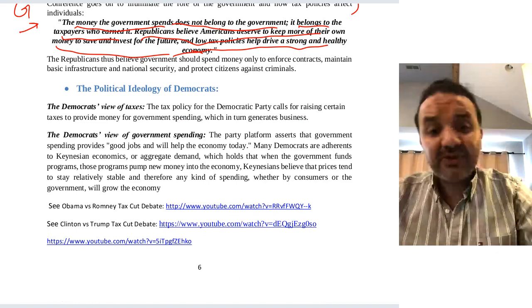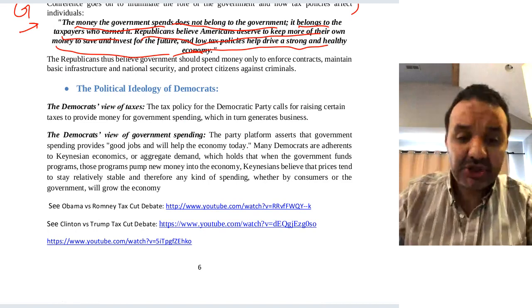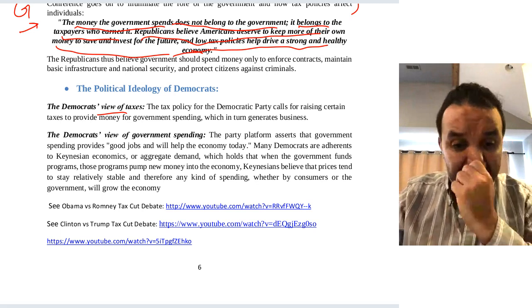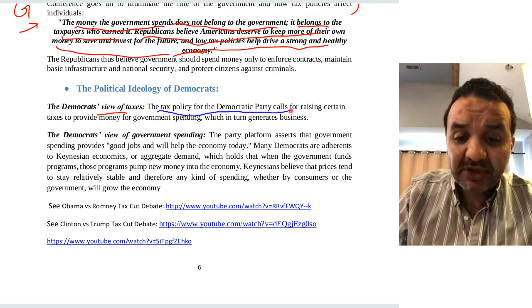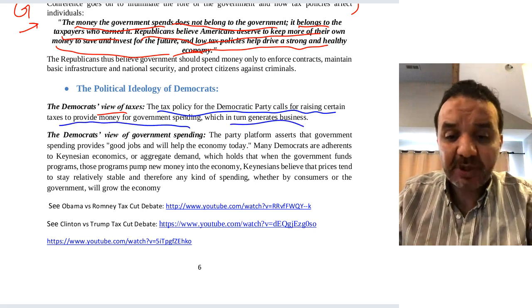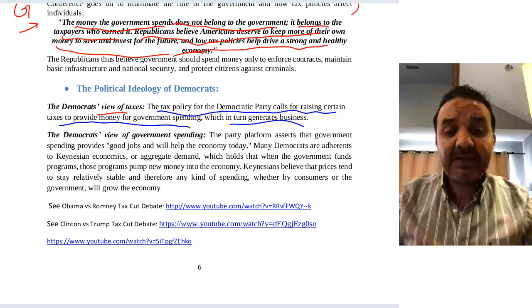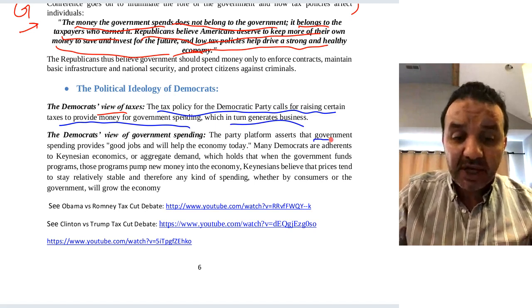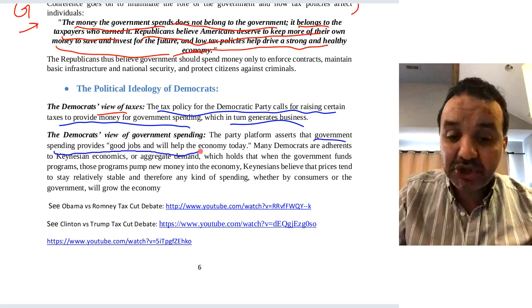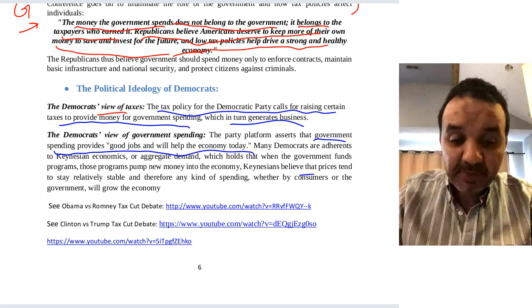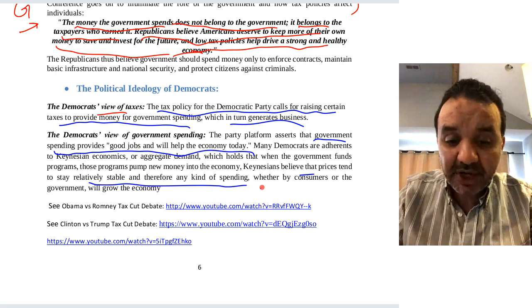The view of the Democrats is a bit different. The Democrats' view of taxes is that the tax policy of the Democratic Party calls for raising taxes to provide money for government spending, which in turn generates business. But let's see the Democrats' view about government spending. They say that government spending provides good jobs and helps the economy today. They believe that prices tend to stay relatively stable and therefore any kind of spending, whether by consumers or government, will grow the economy.